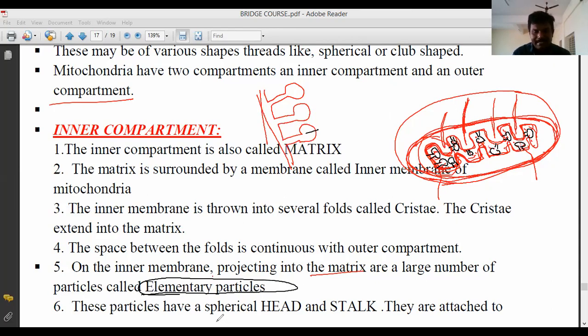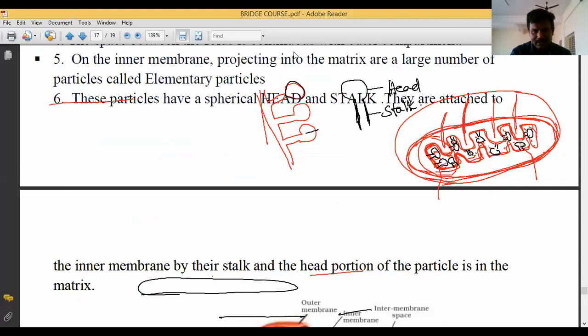The elementary particles have a spherical shaped head, like this. And a stalk. This stalk is connected to the head. Those elementary particles are attached to the inner membrane.